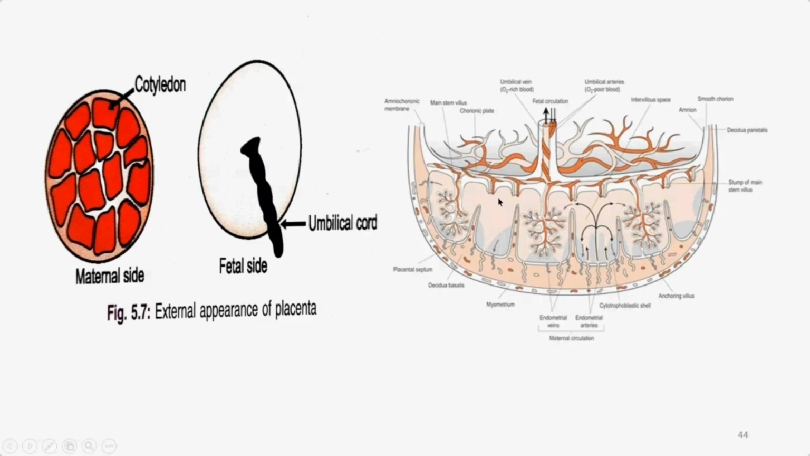So what happens when the embryo goes inside? It erodes the decidual part. Some part of the decidua extends inside and forms the lobules, and these lobules are known as the cotyledons. So when we see it from the maternal side, it is a rough area, and from the fetal side it is a smooth area.